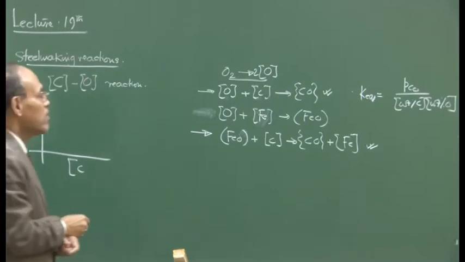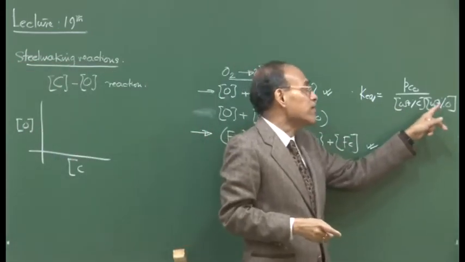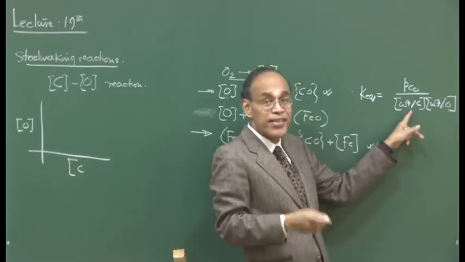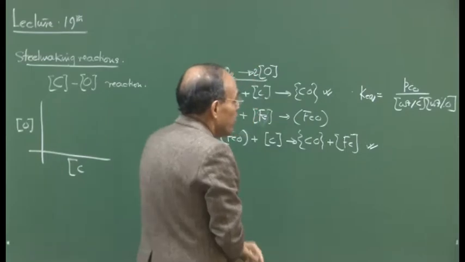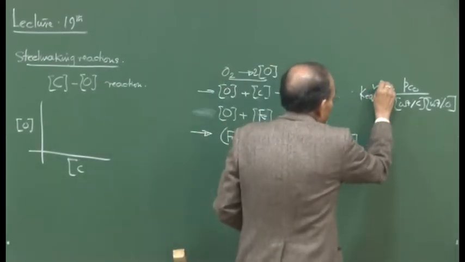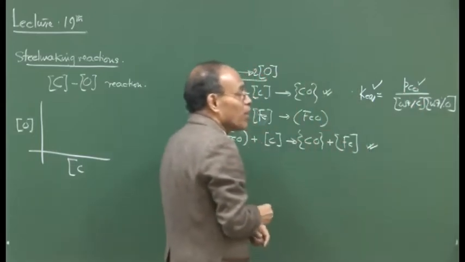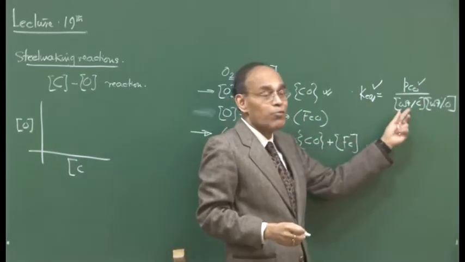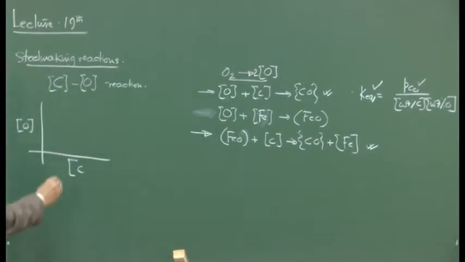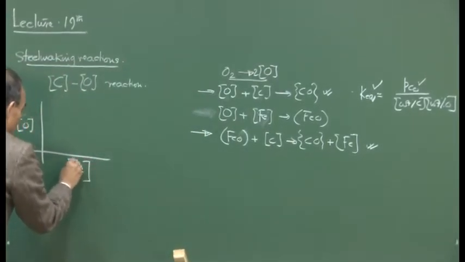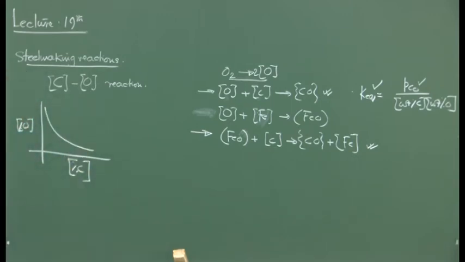We can also write, in Henrian scale, a Henrian activity of carbon, Henrian activity of oxygen, and then Henrian activity in terms of an activity coefficient multiplied by the wt% itself. And because at fixed temperature and pressure, K equilibrium is constant, if you take PCO to be 1 atmosphere, this essentially implies that wt% carbon into wt% oxygen is constant, and there has to be an inverse relationship between the two, and that inverse relationship goes like this.